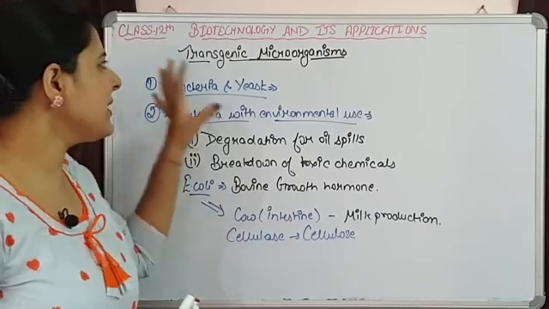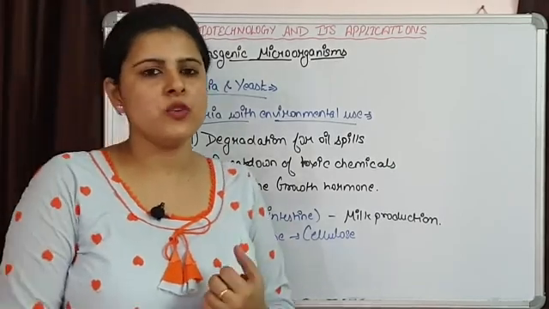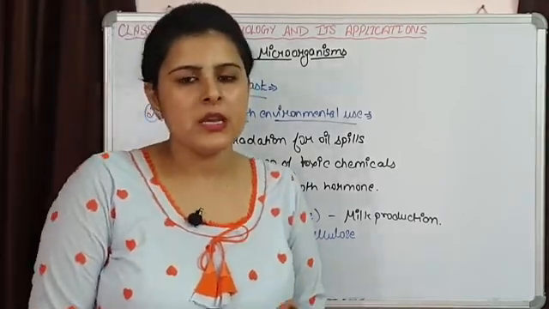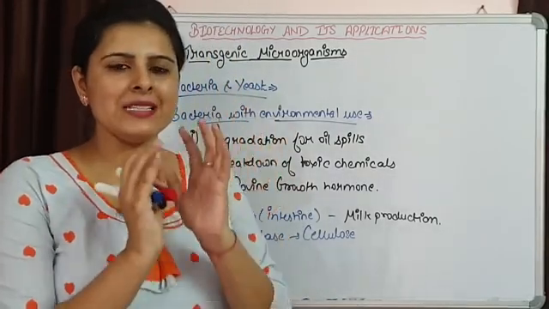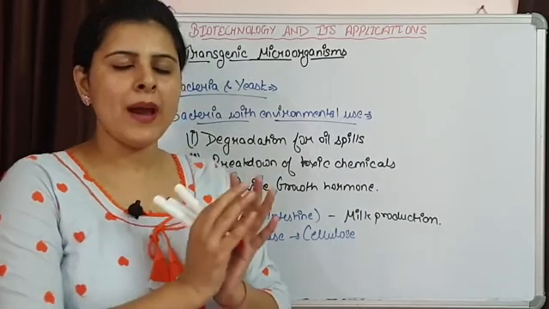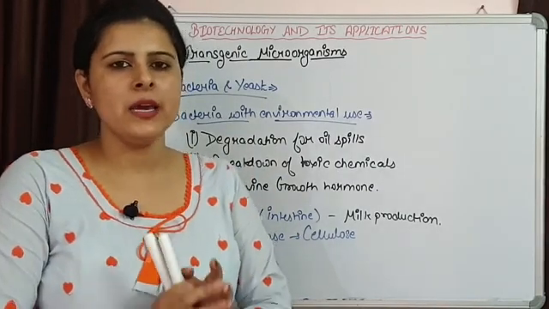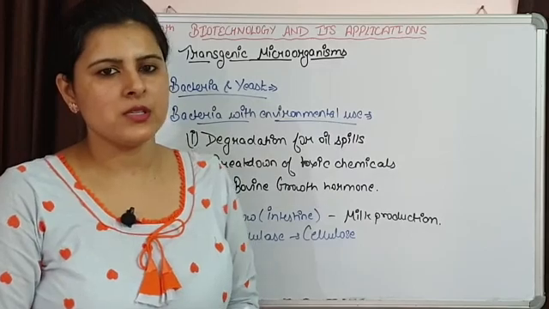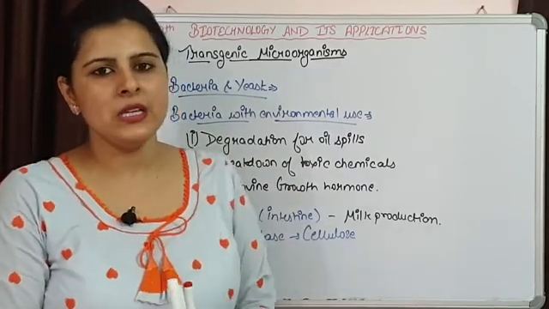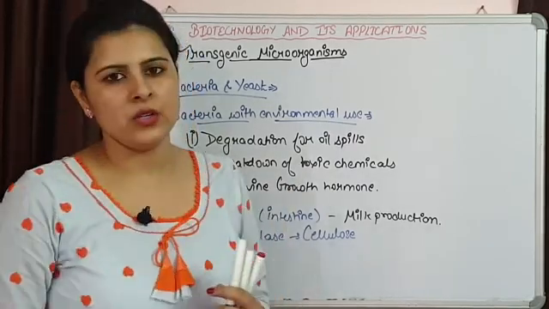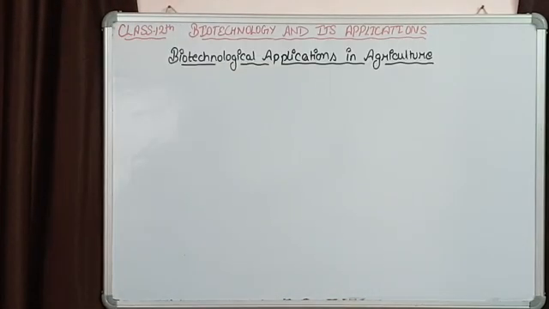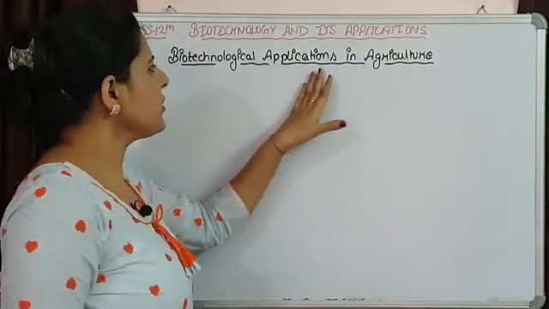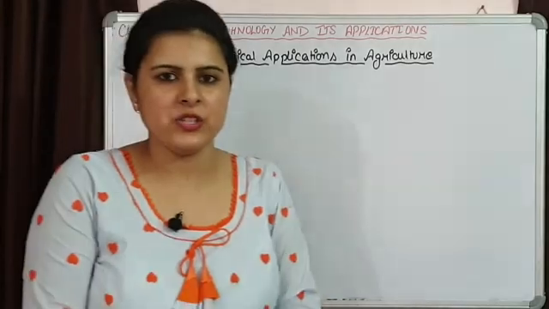So these are different types of transgenic organisms which are used for different purposes. Now we are going to discuss one single field, that is agriculture: how biotechnology has helped us in agricultural processes, and how our production has been increased by using biotechnology. So our next topic is biotechnological application in agriculture.